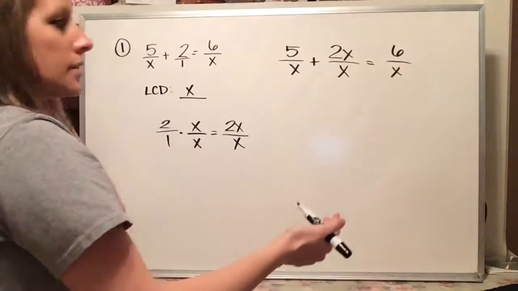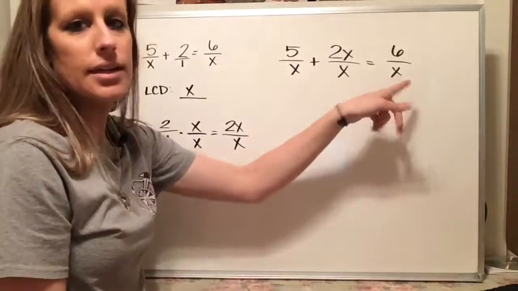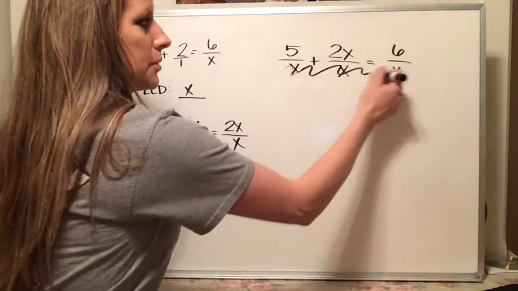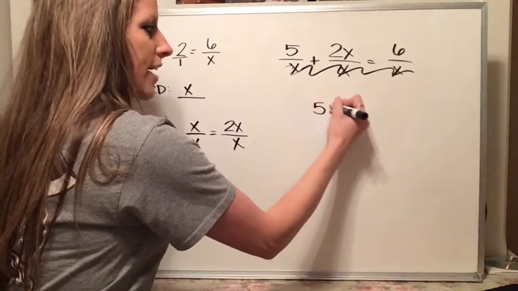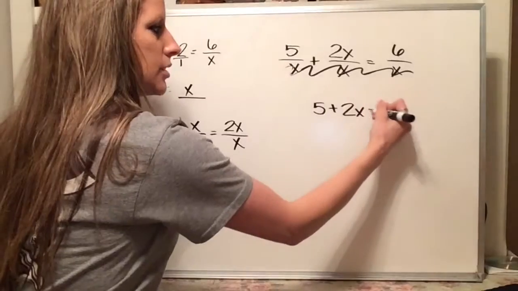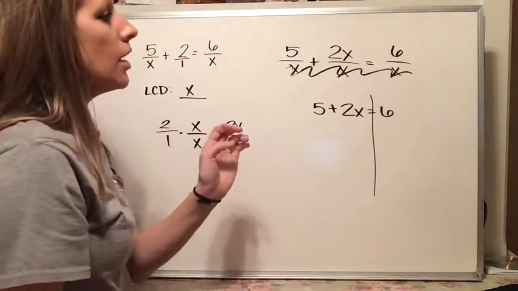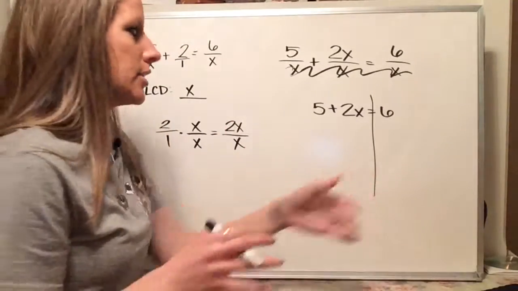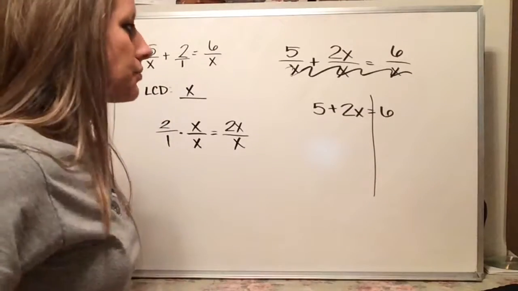Okay. Since they're all the same, this and this equals this, and they're exactly the same, what we can do is just forget about our denominators now and look at our numerators. 5 plus 2x equals 6, and we can actually solve for x. So our first step is to get a common denominator over all the fractions, and then we can use our numerators to actually solve this.